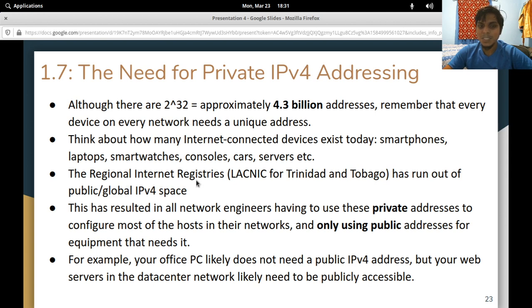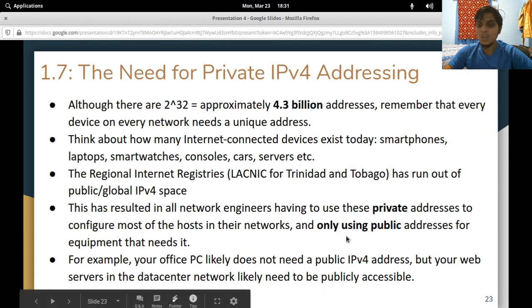So the regional internet registries, which is LACNIC for Trinidad and Tobago, have all run out of public or global IPv4 address space. This has resulted in all network engineers having to use private addresses to configure most of the hosts in their network, and using public addresses only for equipment that needs it. For example, your office PC likely does not need a public IPv4 address, but your web servers in the data center network likely need to be publicly accessible.